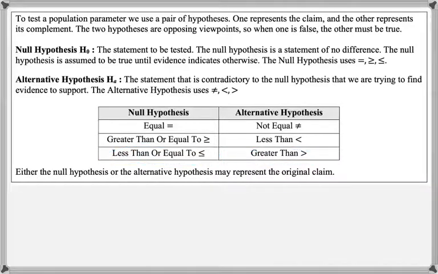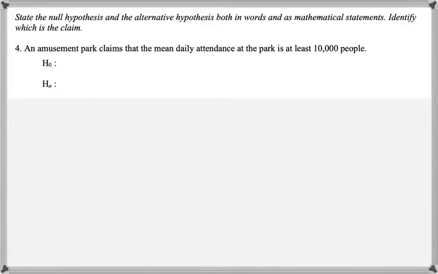So either the null hypothesis or the alternative hypothesis may represent the original claim. State the null hypothesis and the alternative hypothesis both in words and as mathematical statements. Identify which is the claim. An amusement park claims that the mean daily attendance at the park is at least 10,000 people.